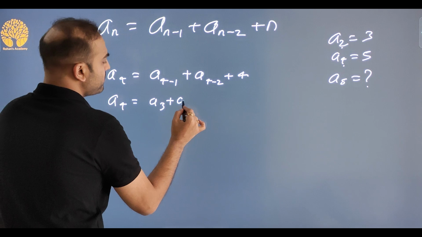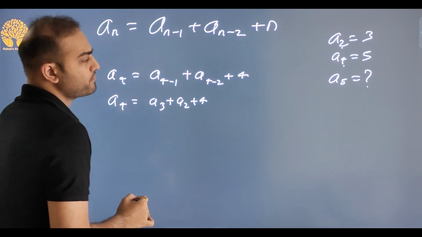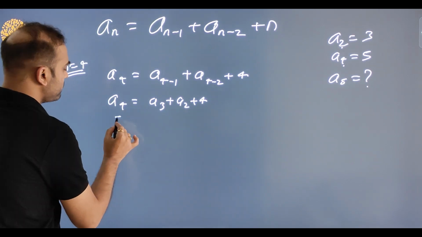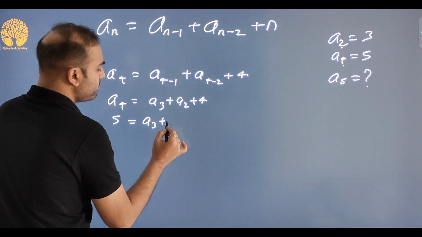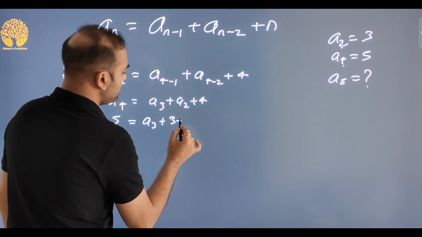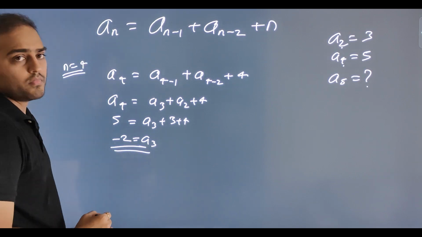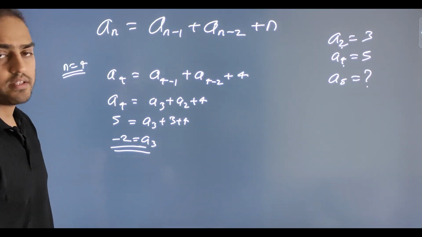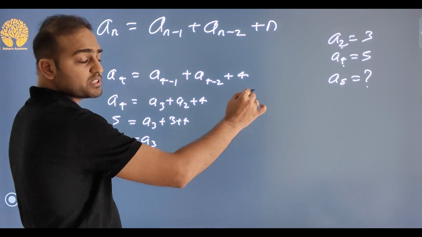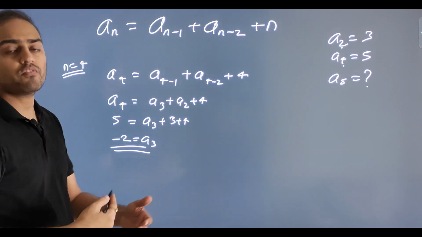A4 is A3 plus A2 plus 4. A4 is 5, A2 is 3, so 5 is 3 plus 4 plus A3. A3 becomes minus 2. Okay. Now that I know A3 is minus 2, the question wants the value of A5.